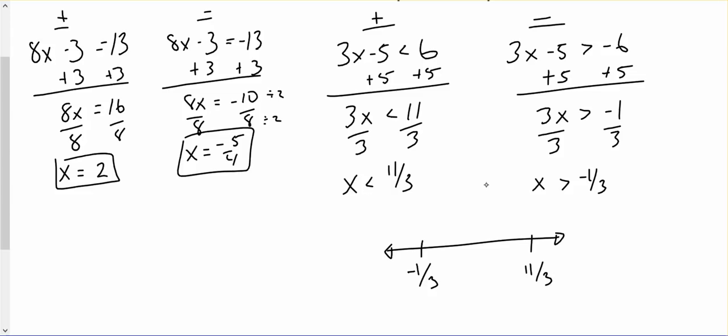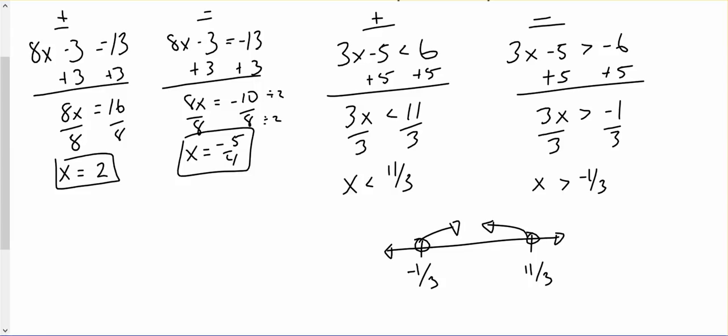We look at both of these and neither of them have the equal sign with them, so I know I've got 2 open circles. And let's look here. We're eating the variable, so we're greater than negative 1/3. Greater than goes this direction. And we're eating the number, so we're less than 11 thirds. Less than goes to the left.